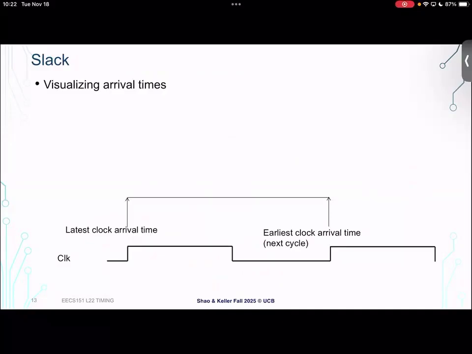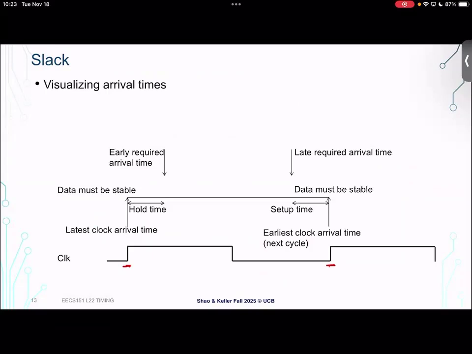So this slide helps to visualize the different arrival times that we talked about and the different slacks. So here's our clock, right? Here's clock for cycle 1. Here's clock for cycle 2. We'll look at each of the constraints in turn. The hold time is saying the data must be stable for a certain period after the clock edge. And only then is the input to that flop allowed to start toggling. The setup time, again, is saying the opposite. The data must be stable before the next clock edge.